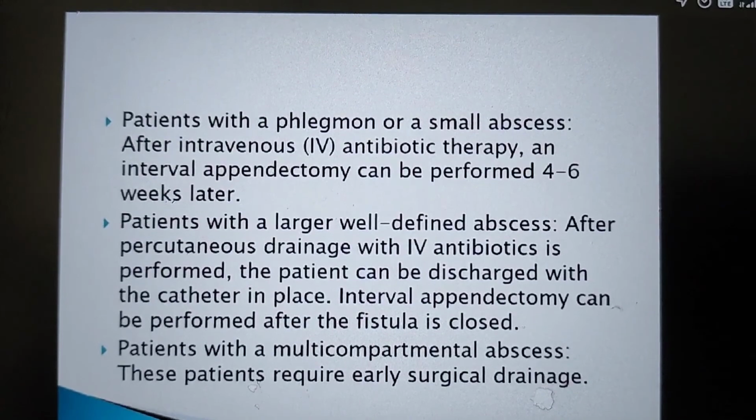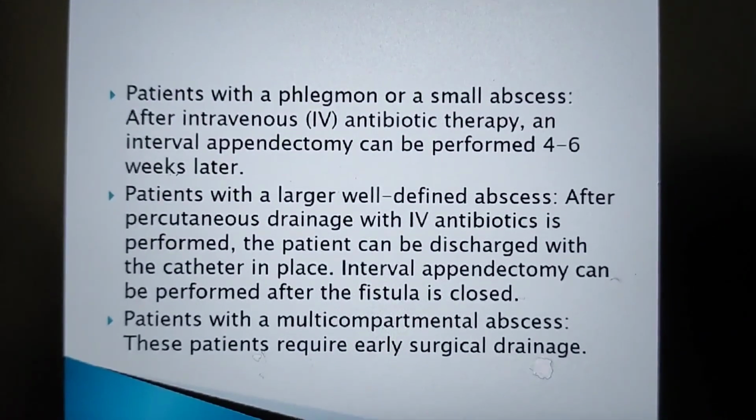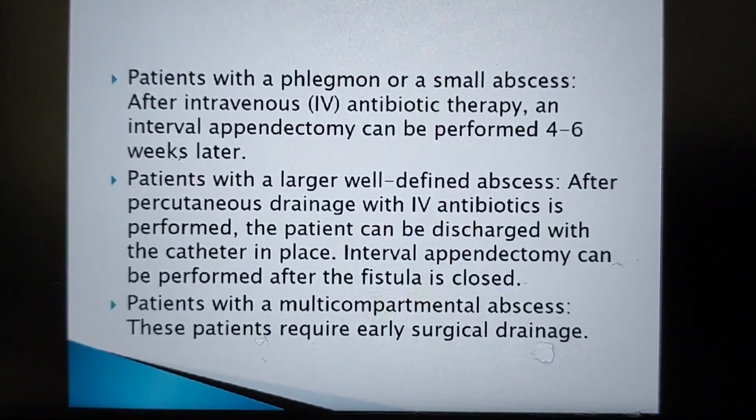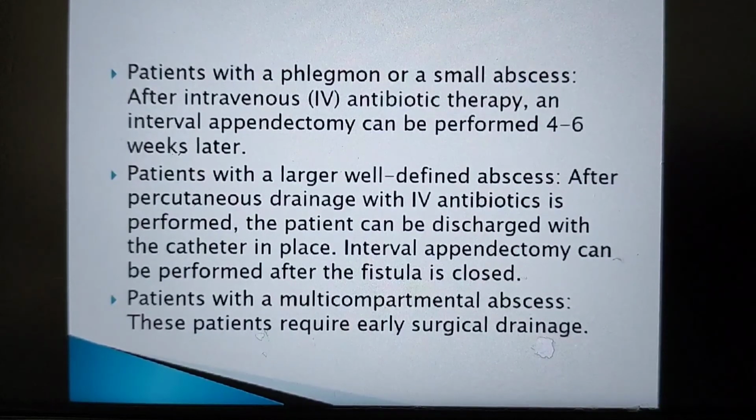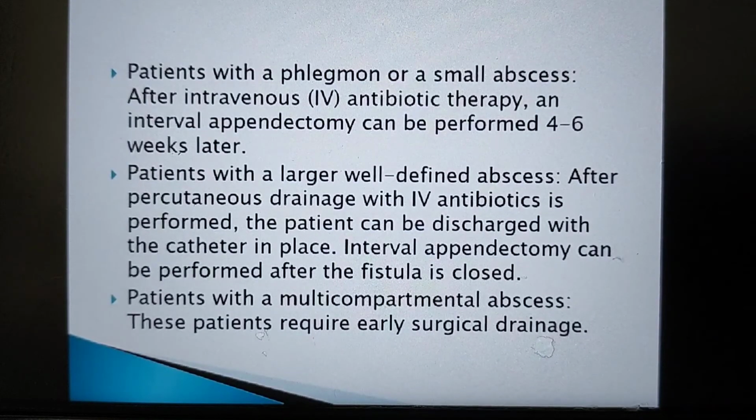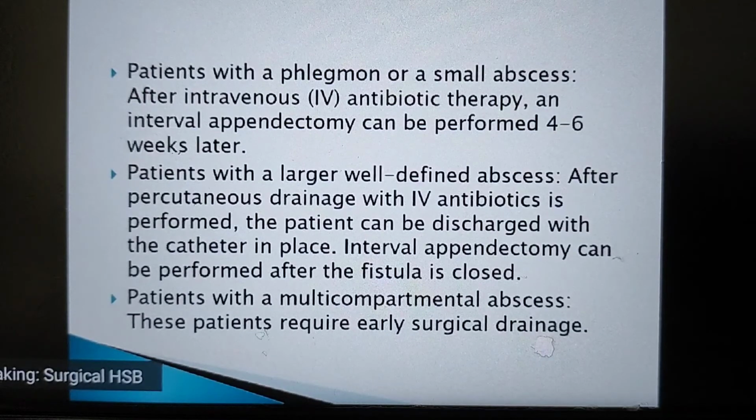If it's a small abscess, we may give IV antibiotic therapy, followed by interval appendectomy, which can be performed 4 to 6 weeks later. Or if there is a larger well-defined abscess, after percutaneous drainage with IV antibiotic, the patient can be discharged with the catheter in place. Then we do interval appendectomy after the fistula is closed. If patients have a multi-compartmental abscess, they may require early surgical drainage.